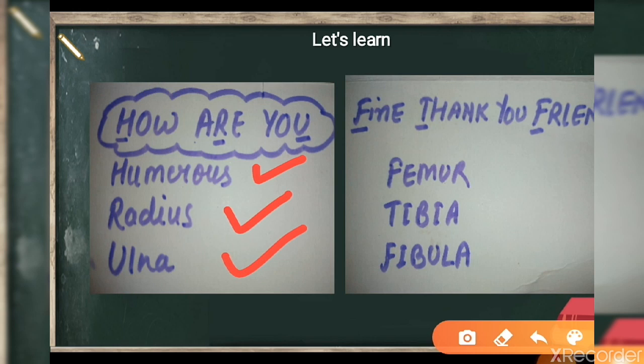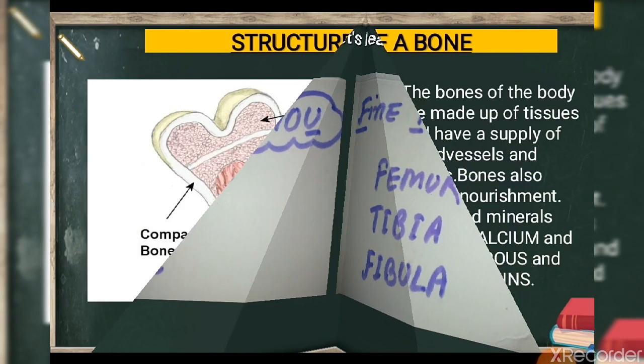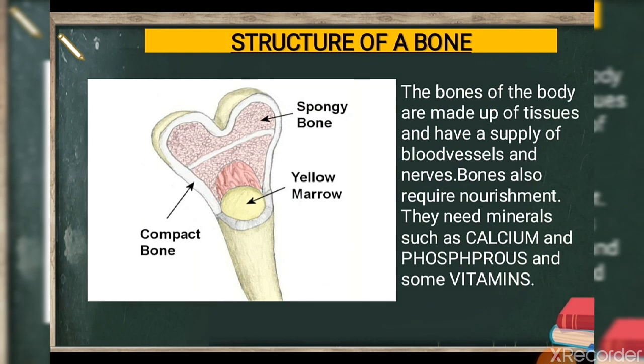Humerus, radius, ulna. These are the bones of our four limbs. And your answer, fine, thank you, friend. I have taken F from fine, T for thank you, and F for friend. So these are the hind limbs bones: femur, tibia, fibula. And which is the longest bone? This, femur. Very good. Now we will read about the structure of a bone.